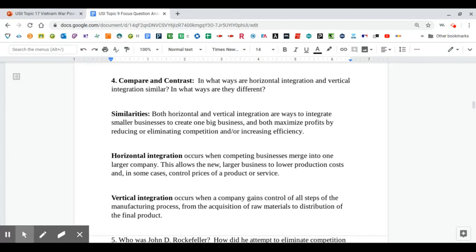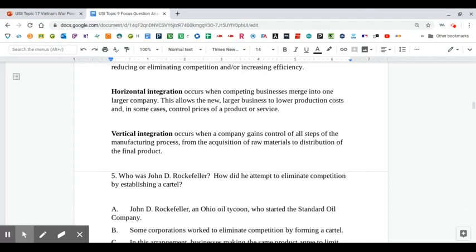For horizontal integration, this occurs when competing businesses merge into one larger company. This allows new, larger businesses to lower their production cost and in some cases control prices of a product or service.